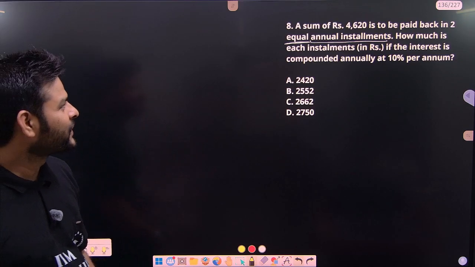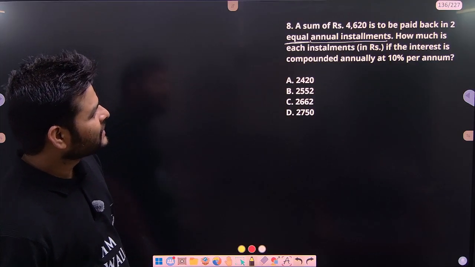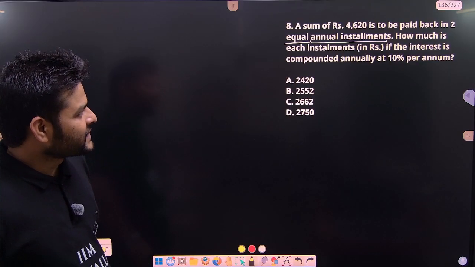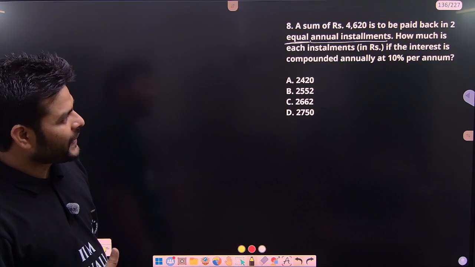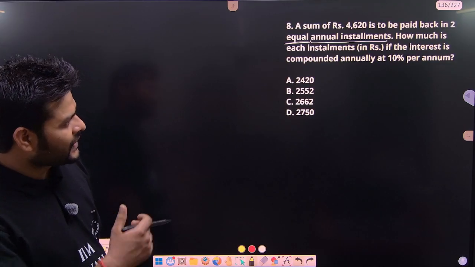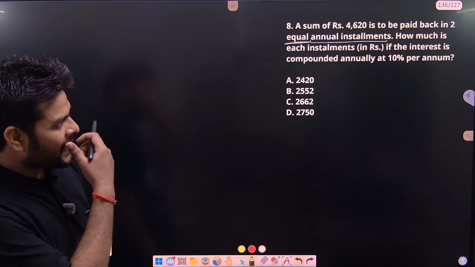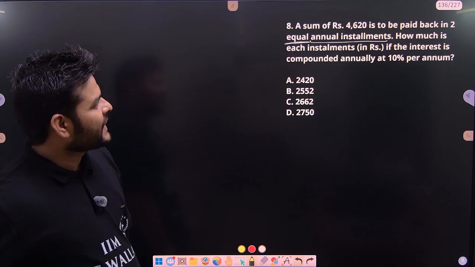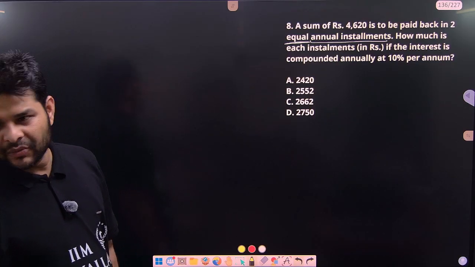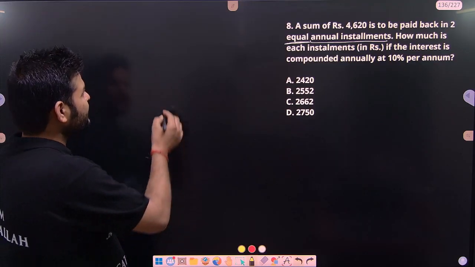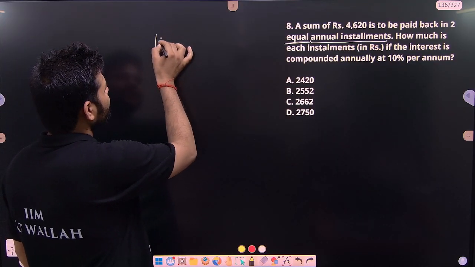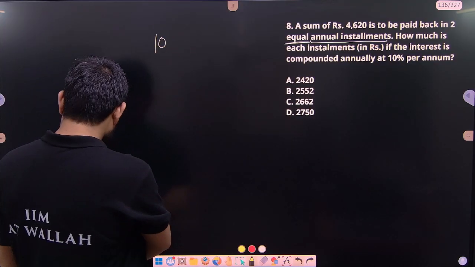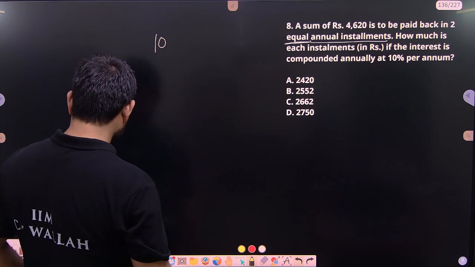Okay, okay. A sum of rupees 4,620 is to be paid back in equal annual installments. How much is each installment if the rate is compounded annually at 10%? So 10% means, guys, what does 10% mean?